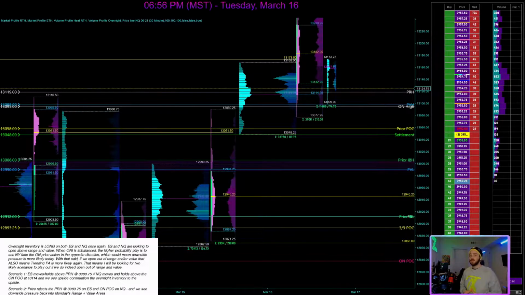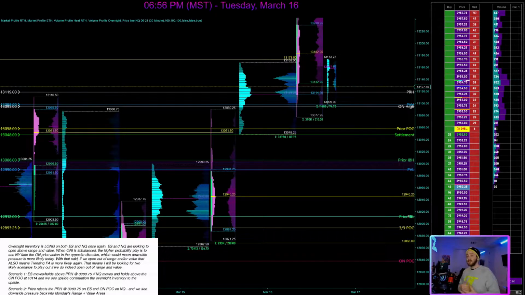When the overnight inventory is imbalanced, which means that we are significantly long or significantly short, the higher probability play is to see New York fade the overnight price action in the opposite direction, which would mean downside pressure in this scenario. With that said, if we open outside of range and/or value, that also means that trending price action is more likely. There is a higher probability of trending price action when we open above or below the previous New York session's range and value, to be precise.